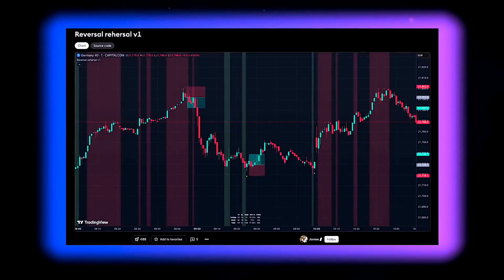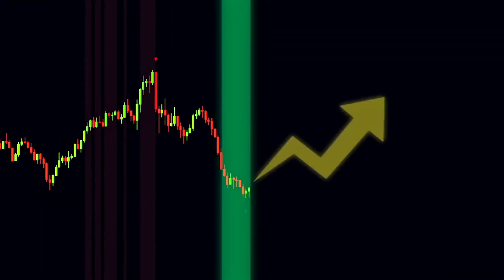Finally, let's talk about the fourth indicator, Reversal Rehearsal version 1. This professional grade tool is designed to detect areas where momentum is building for potential reversals. It uses RSI ranges to highlight overextended conditions, like spotting when the market is overheated or oversold. That means you're always aware of when a shift in direction is most likely.